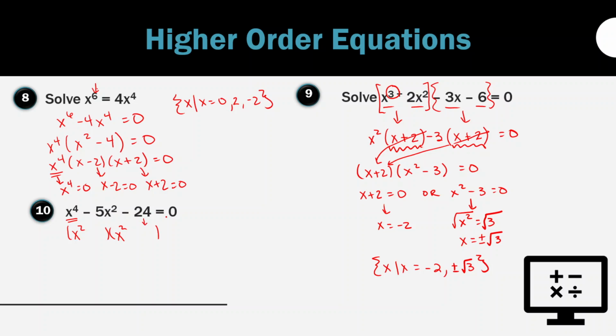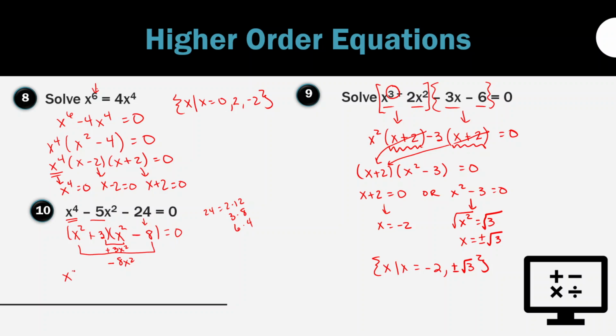So the 24 can either be 2 times 12, or 3 times 8, or 6 times 4. Now, which of those combinations is going to get me to 5? Well, the 8 minus 3. So I'm going to put an 8 here and a 3 here. And if I check the outside and the inside, I want it to be a negative 5x, so I'm going to make this one negative and this one positive, that will get me the negative 5x squared. So I'm going to make the 8 negative and the 3 positive.